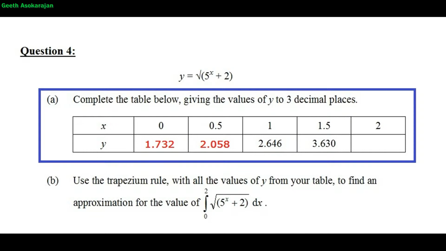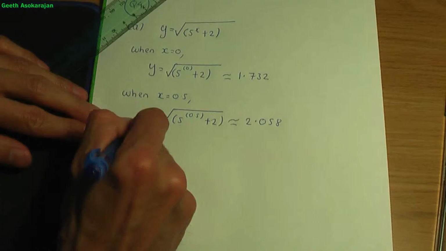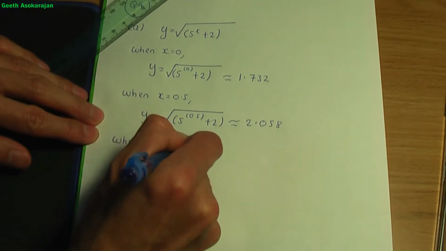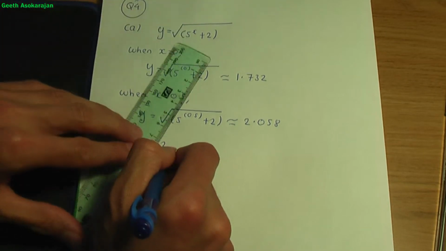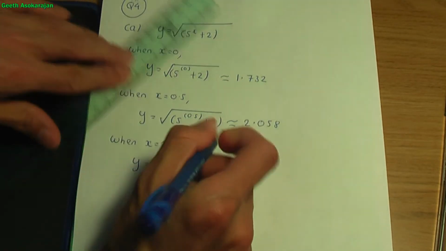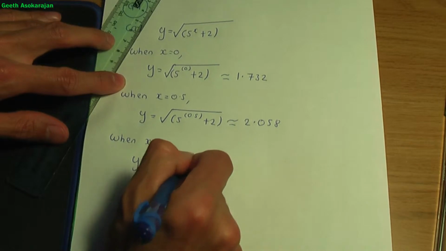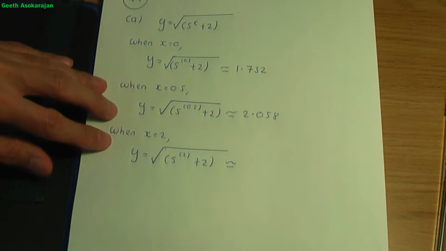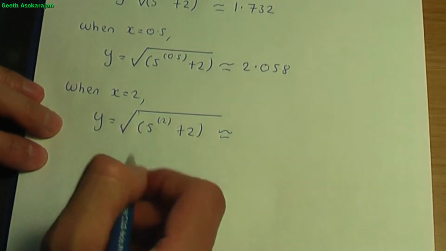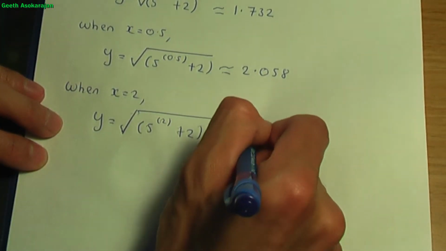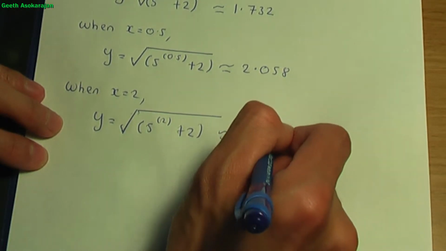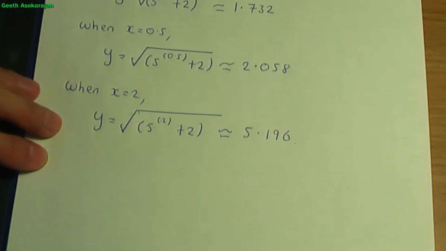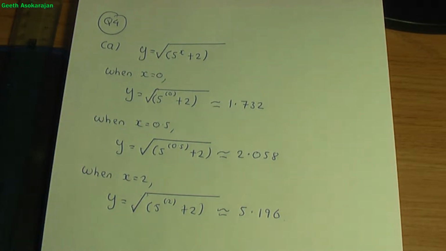So back to the screenshots, another blank to fill in. We need to fill in the value of y corresponding to x equal to 2. So when x is equal to 2, y will be the square root of 5 to the power of 2, plus 2. If you plug that into the calculator, you should have an answer to 3 decimal places of 5.196. So these are the solutions that complete the table for y.